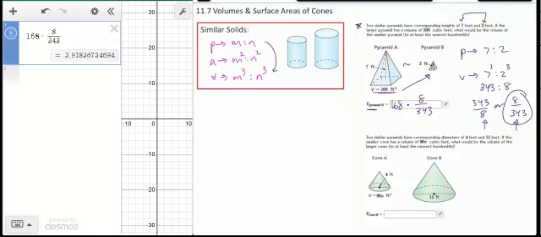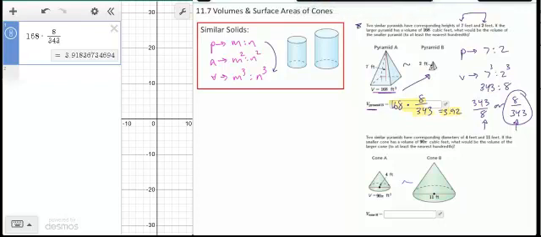We get our answer of 3.92, and that would be the volume of that smaller pyramid. Right, if we're doing the second one, same idea. I'll just kind of walk through.